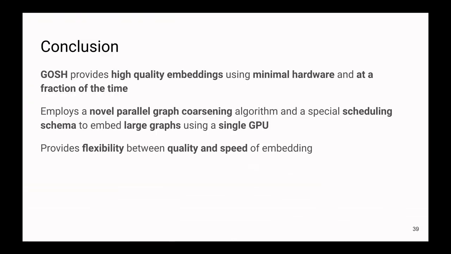To conclude, Gosh provides high-quality embeddings using minimal hardware and at a fraction of the time. It employs a novel parallel coarsening algorithm and a special scheduling schema to embed large graphs using a single GPU. And with our experiments, we show the power of Gosh and also the flexibility between quality and speed with different versions of Gosh.